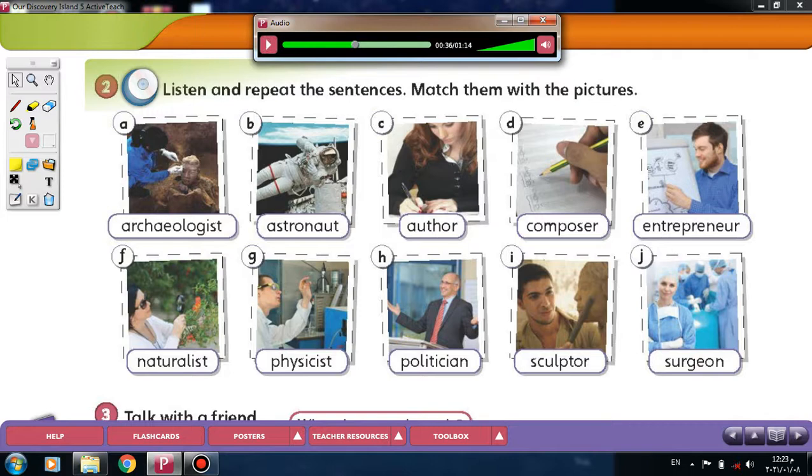Okay, so who is the naturalist? A naturalist is somebody who studies nature. As you can see in the picture here, the woman is studying nature. She's looking closely at nature.